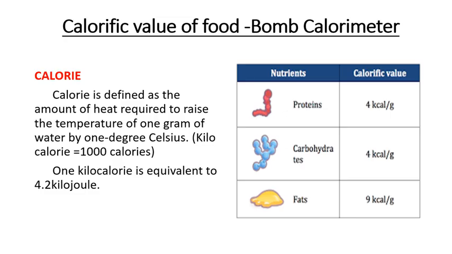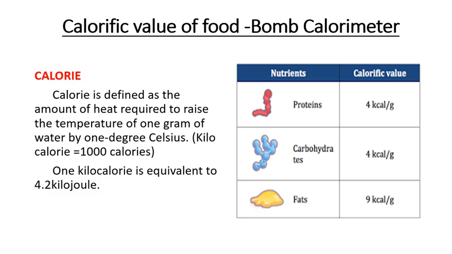So what is calorie? Calorie is defined as the amount of heat required to raise the temperature of 1 gram of water by 1 degree centigrade. So it can also be measured in kilocalories, which is 1000 calories. 1 kilocalorie is equal to 4.2 kilojoules. So you can also use kilojoules as units.